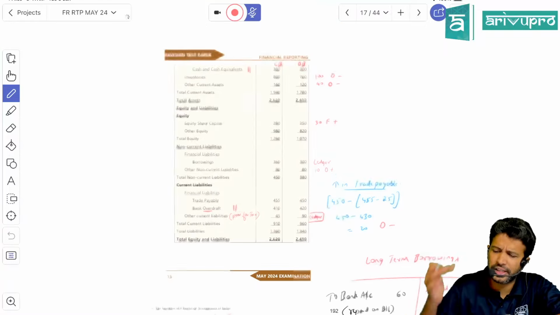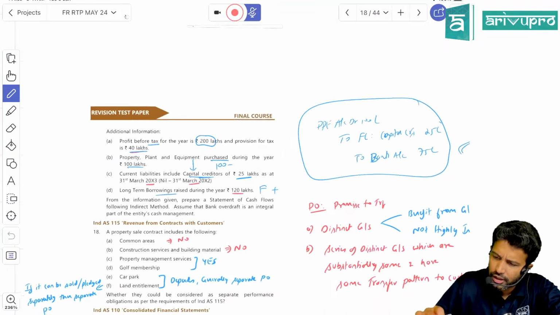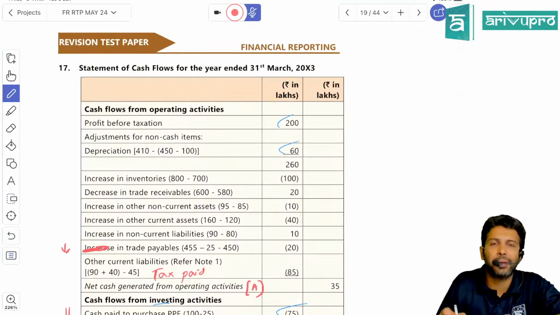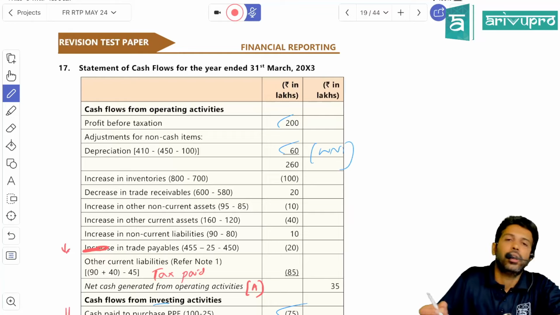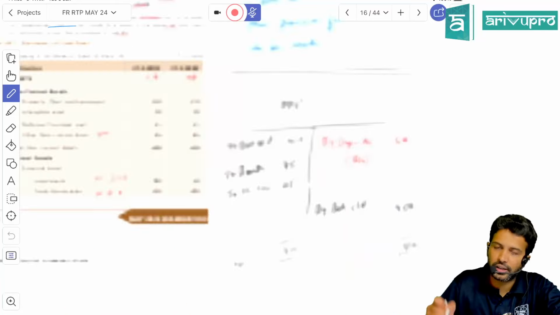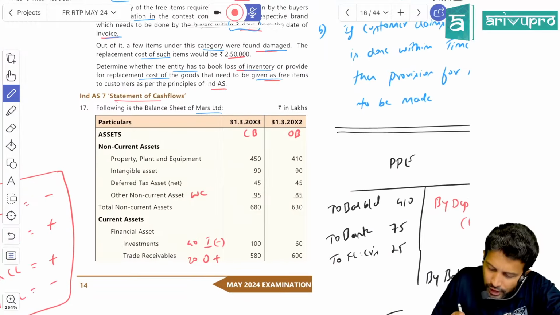So non-cash expenditure is added back. Check if they added back depreciation. In the solution, yes, here depreciation is added back as per working note number 1. If you just check, that is the depreciation added back. Got it, sir? Like this, one by one, we'll go on ticking. So these two are done.